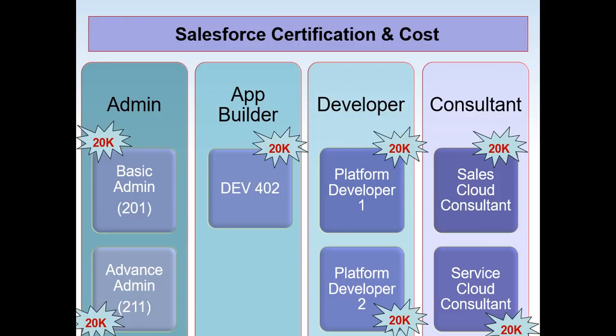Okay, under app builder you have developer 402 training. Under developer you have something called platform developer 1 and platform developer 2. Under consultant you have sales cloud and service cloud consultant, right? So these are the different kinds of training available. Now let me explain to you what exactly you learn under this training.